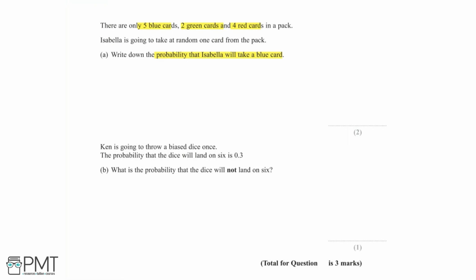Now, given that there are only 5 blue cards, 2 green cards, and 4 red cards in a pack, we can say that the total number of cards in general is equal to 5 plus 2 plus 4, which is equal to 11. We need to find the probability that Isabella will take a blue card. We know that there are 5 blue cards in the pack. So given that there are 5 blue cards, and we have a total of 11 cards, we can say that the probability that Isabella will take a blue card is equal to 5 out of 11.